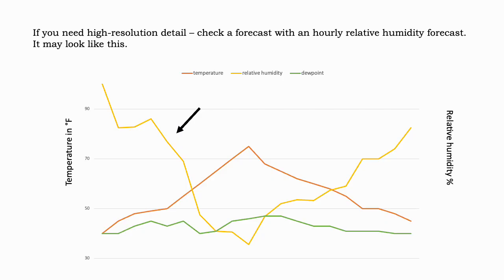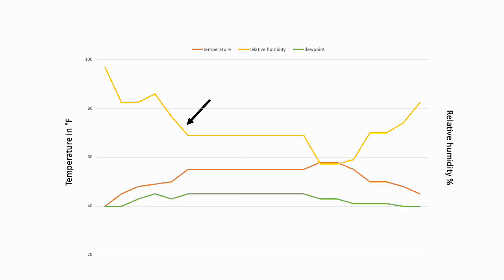If you need high resolution detail, check a forecast that has an hourly relative humidity forecast, and it might look something like this. I made this one up. This is an extreme variation. The arrow points to the relative humidity line, and it might look like this.